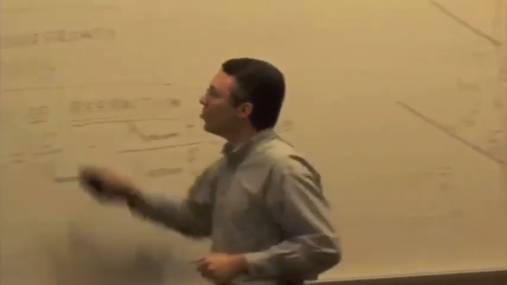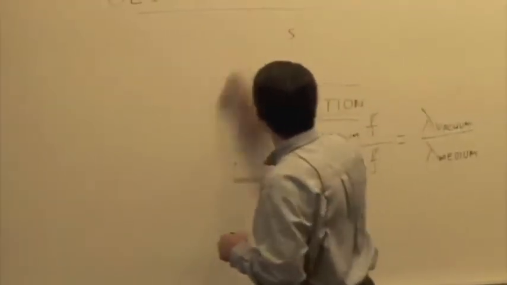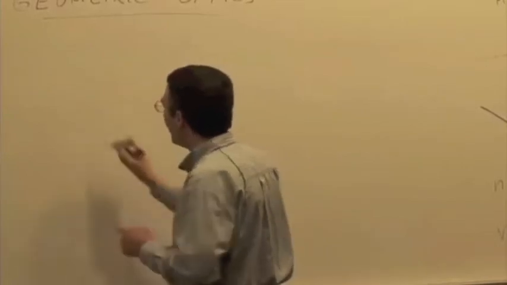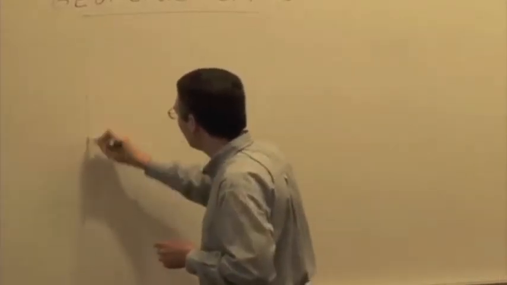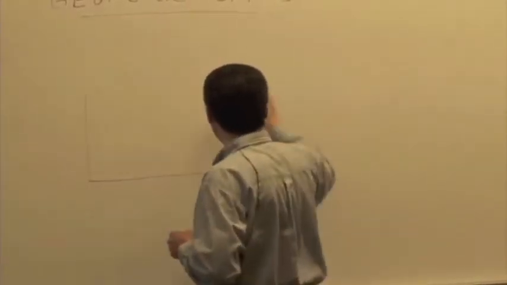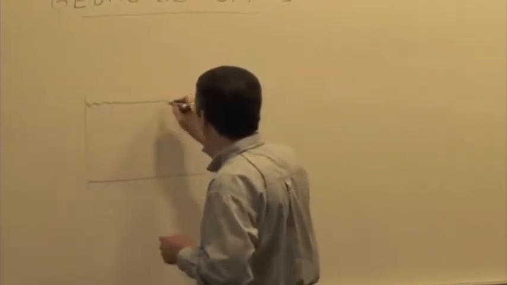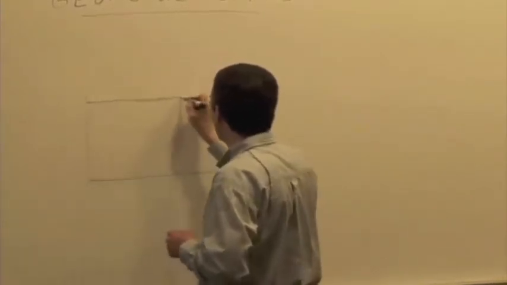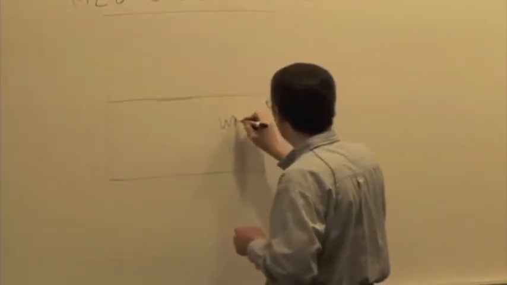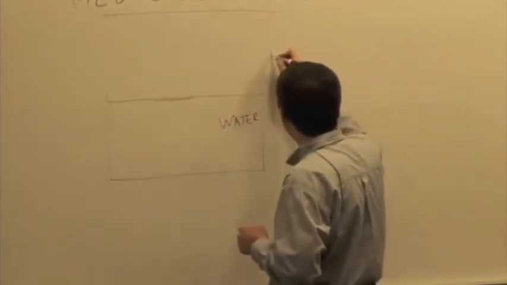So let's try a simple example, and then we'll have you guys do one. Something really simple. Let's say you have just a tank of water here. Okay, so I'm going to draw the surface of the water. So here's water, and here's air.